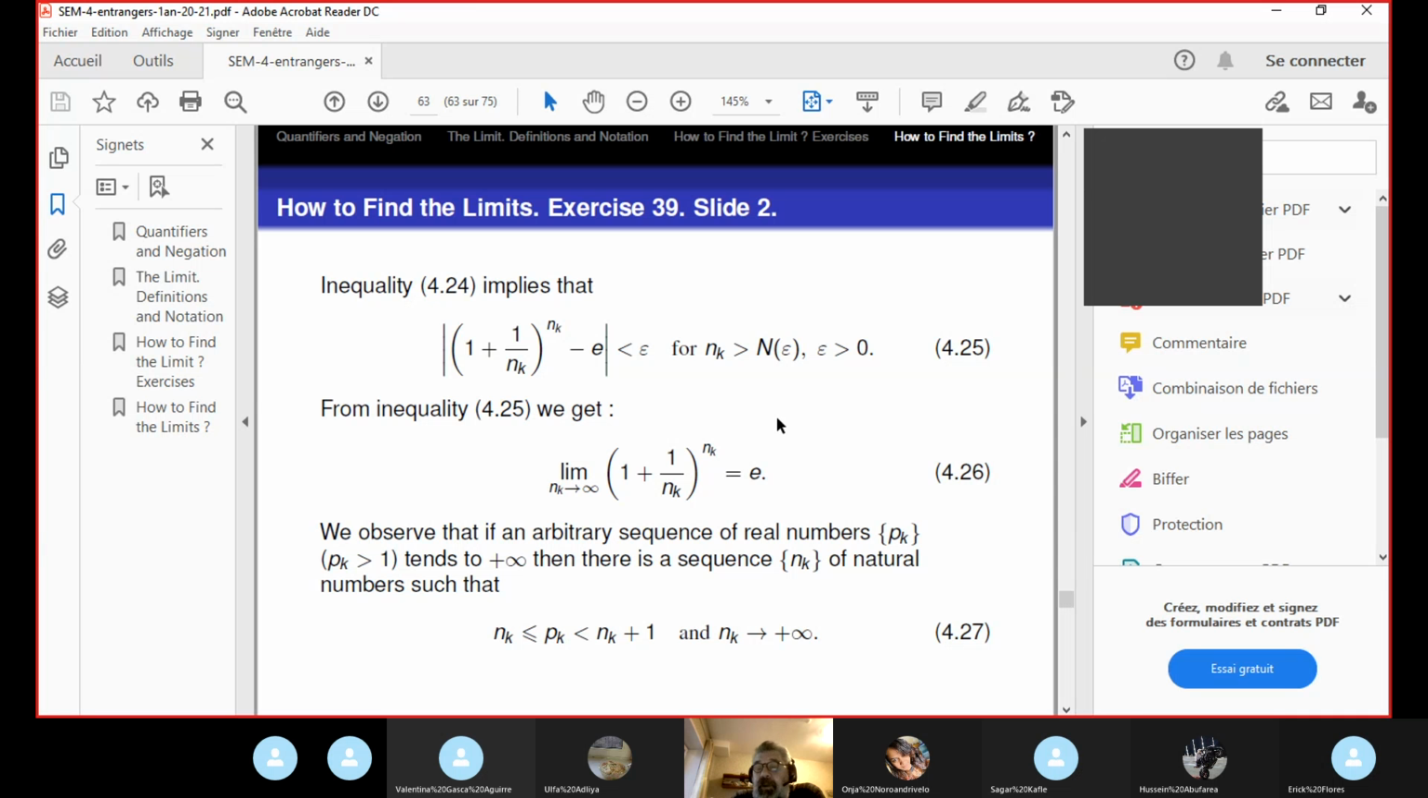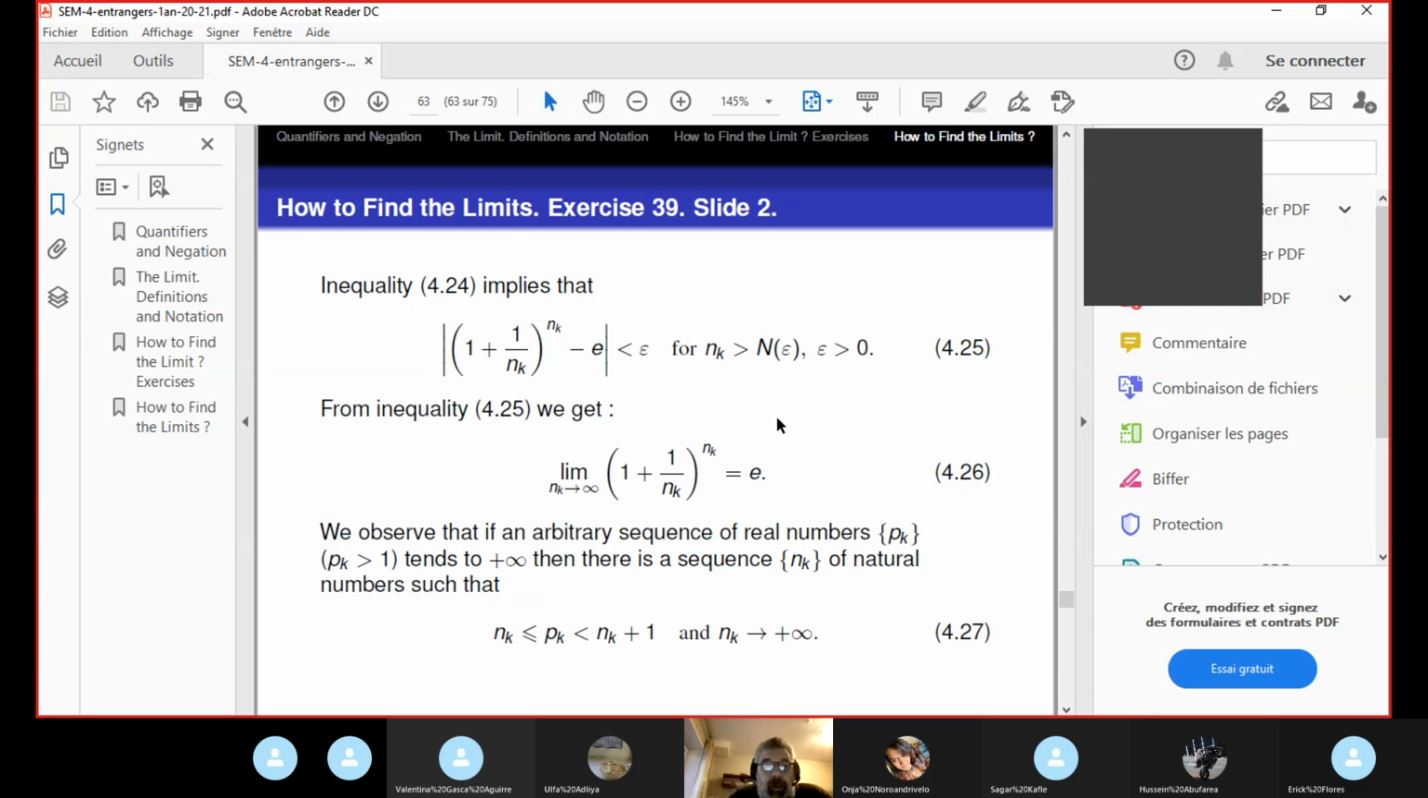And from this inequality 4.25, I have for this subsequence of natural numbers that the limit as n sub k goes to infinity of (1 plus 1 over n sub k) to the power n sub k is also e. Agree? Yes. Very good. Clear?